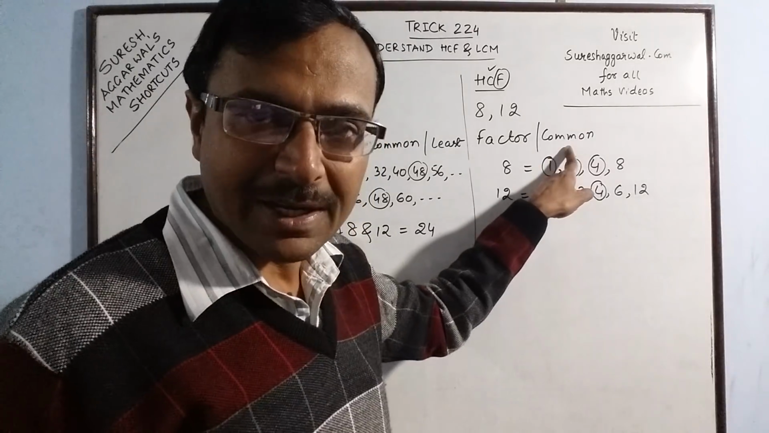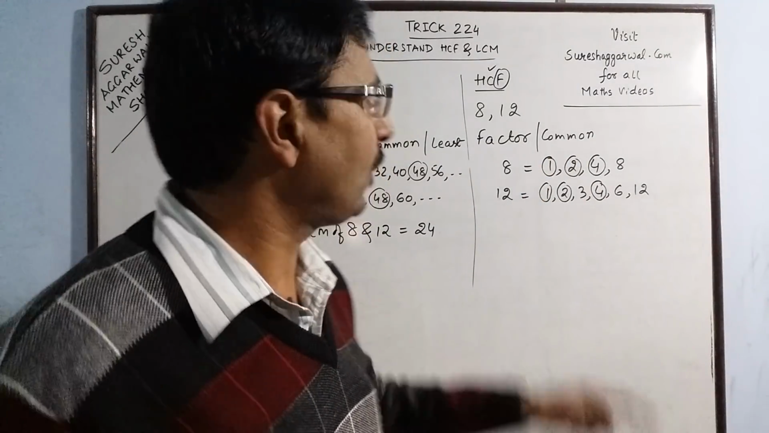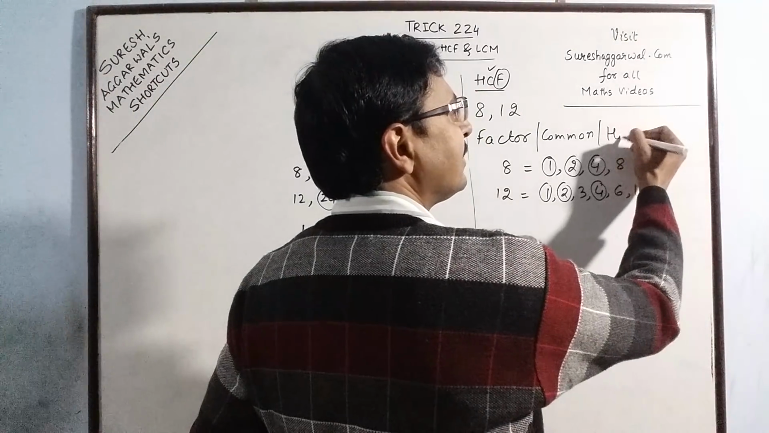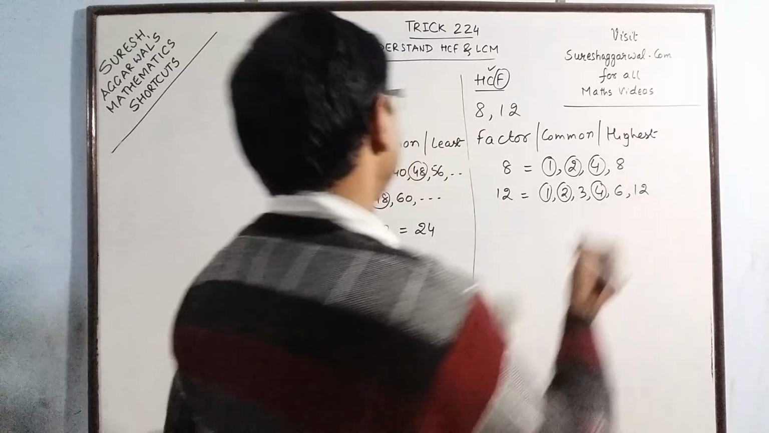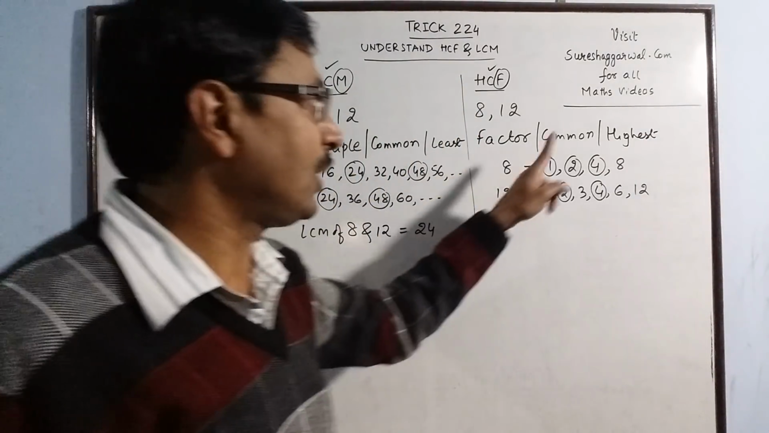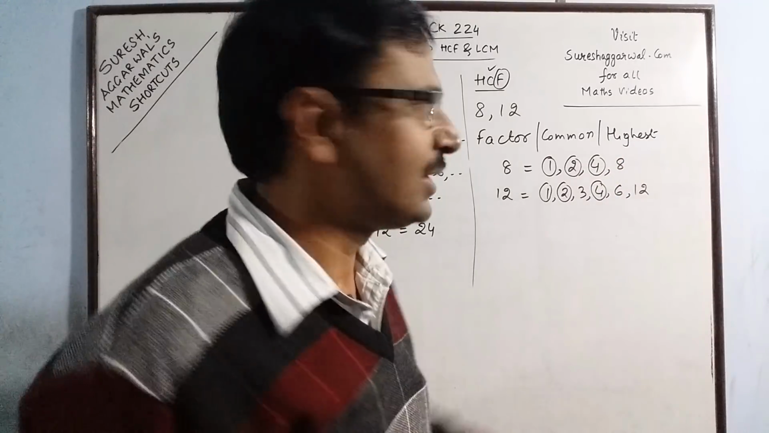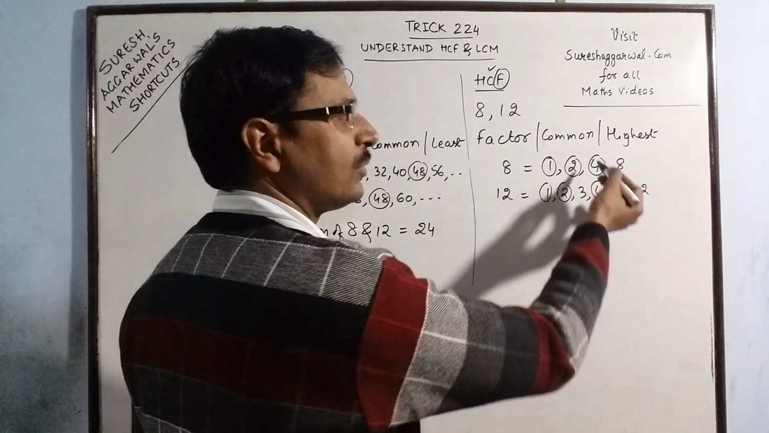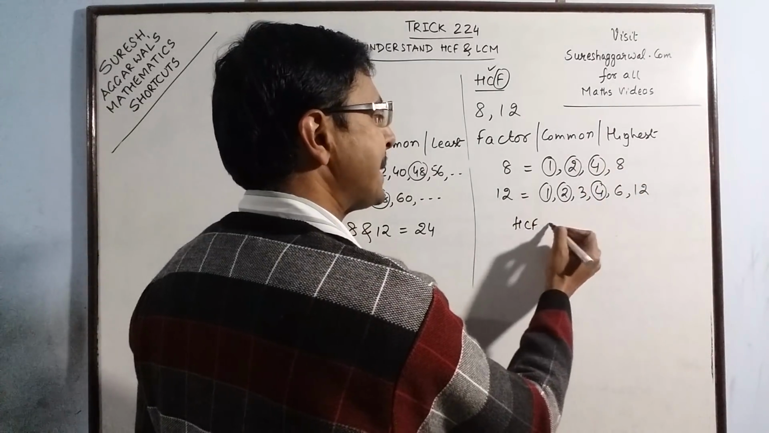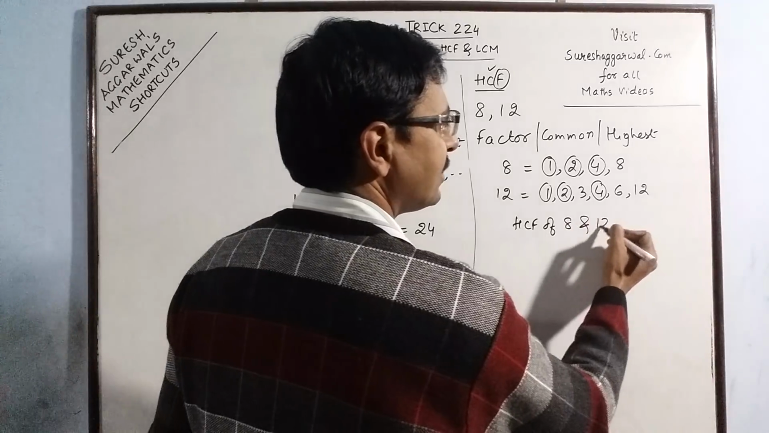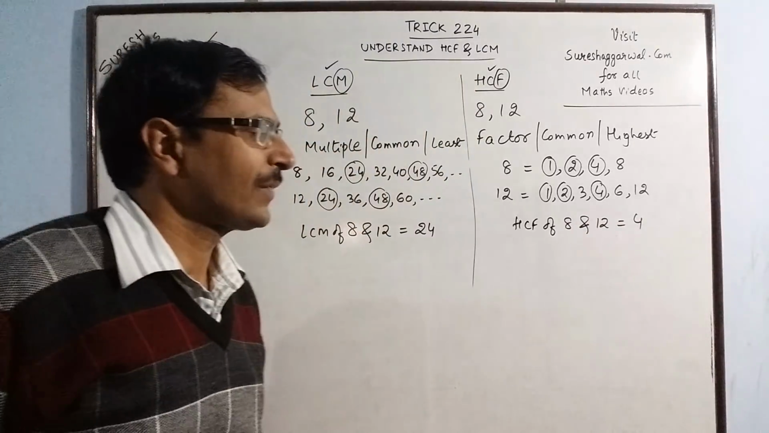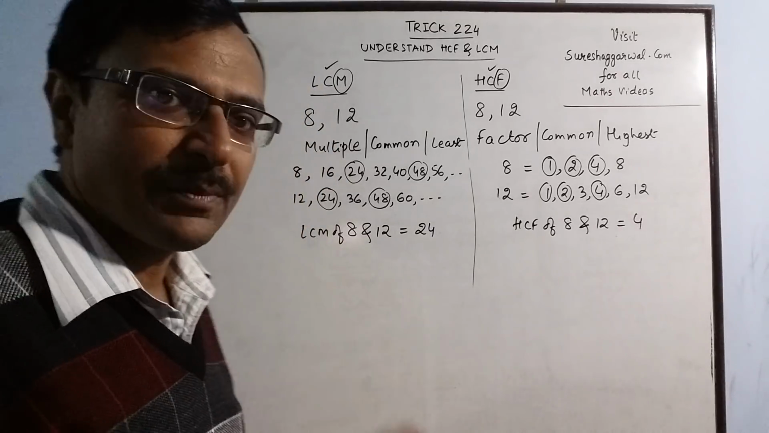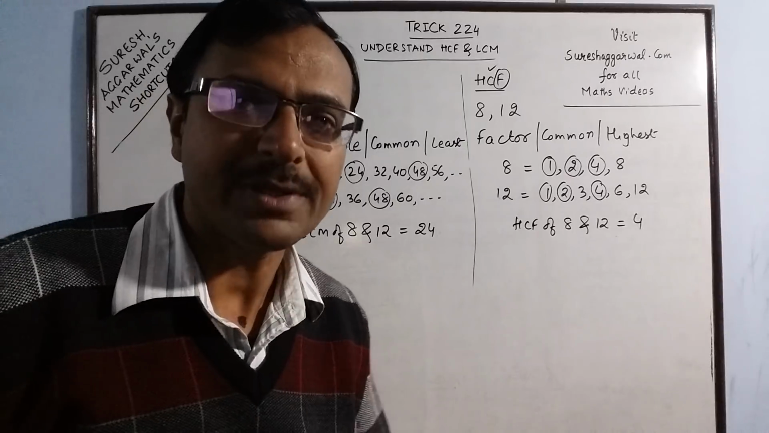So I have taken care of the second alphabet, common, also. And now the final alphabet, that is H, highest. In LCM we were talking of least, that is the smallest. Now in HCF we are talking of highest. Now see the common factors 1, 2 and 4, which is the highest? 4. So the HCF of 8 and 12 is 4. Now see, we have not taken any method for finding the LCM, just the understanding of what LCM is.